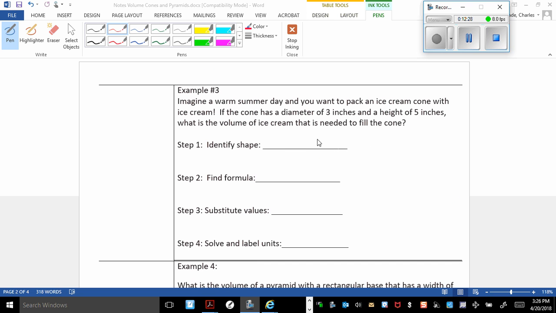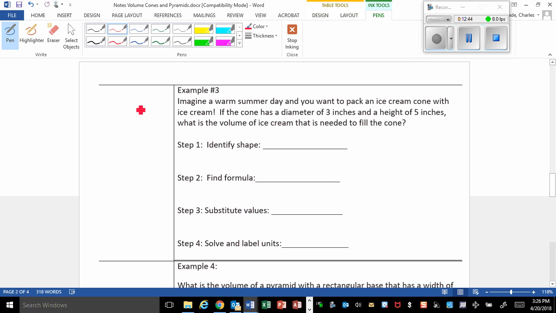All right, so let's look at example 3, word problems. We're going to have some story problems in here. Actually, a lot of them in this unit. Imagine a warm summer day and you want to pack an ice cream cone with ice cream. If the cone has a diameter of 3 inches and a height of 5, what's the volume?